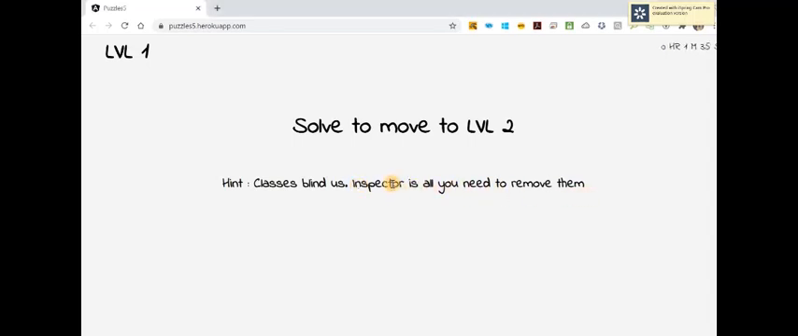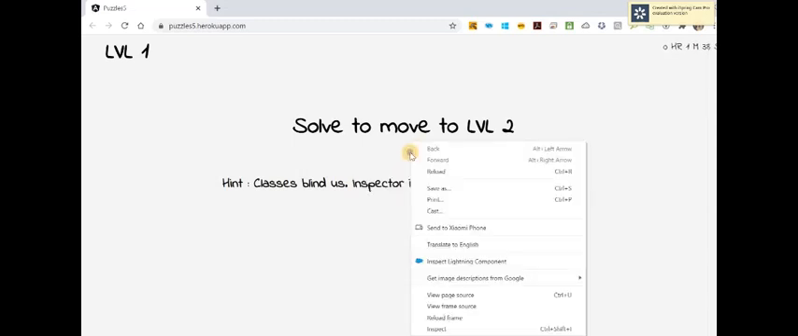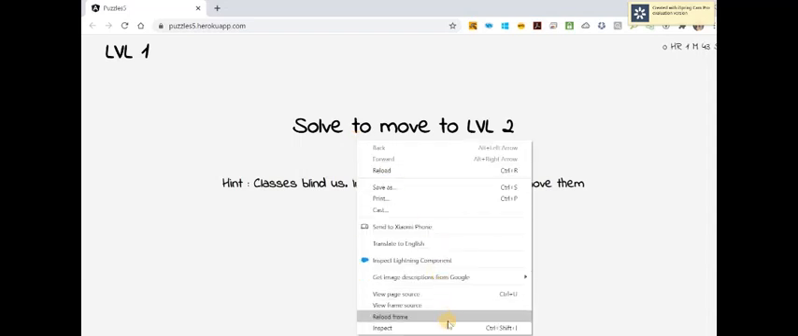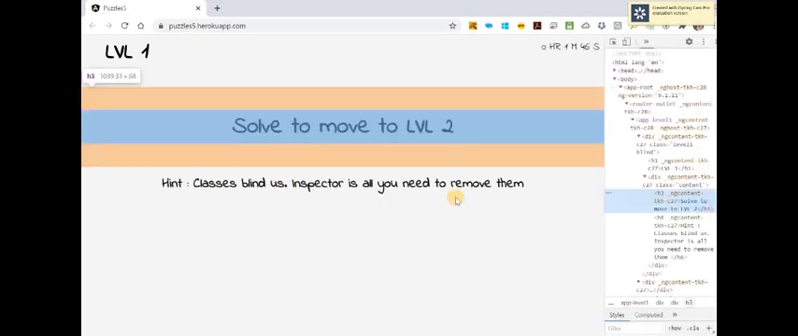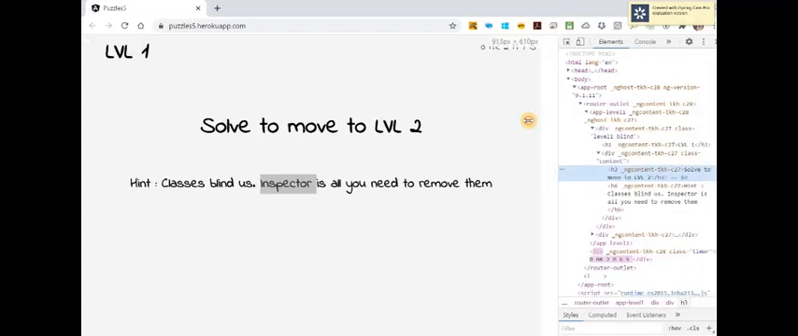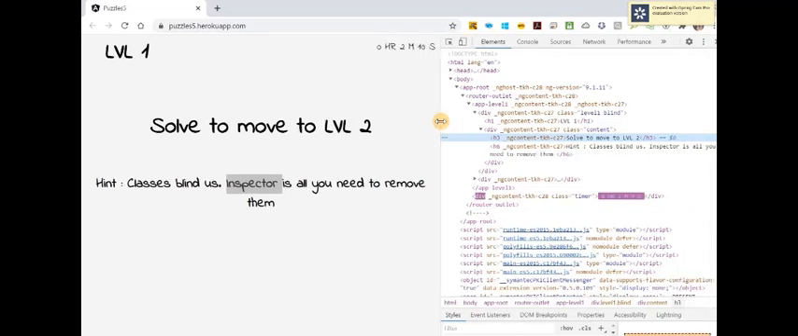When the word inspect comes, your brain flashes that this might be related to F12, that is, inspecting the whole element on the page. But to some of them, this was still not clear. The main thing to juggle your mind with is that there's no input given for the solution. So we need to inspect the whole thing, and there might be something hidden in the inspect elements that you need to remove, add, or something like that, that would take you to level 2. Here it is remove them, and here it is classes blind.